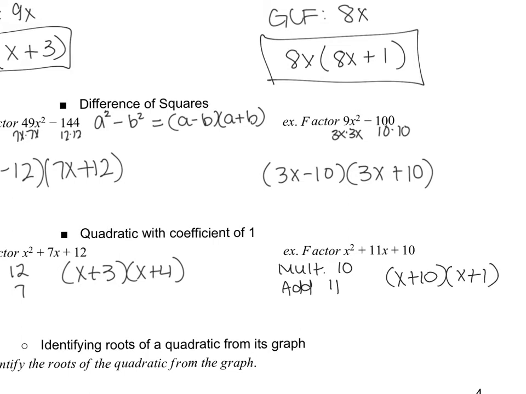Similar to the previous example, it didn't matter which set of parentheses came first. What matters is the signs in those parentheses. So I easily could have written these in their opposite way, x plus 4, x plus 3, and then x plus 1, x plus 10. The order that you put the numbers in the parentheses doesn't matter. All that matters is that the sign of those numbers is correct.